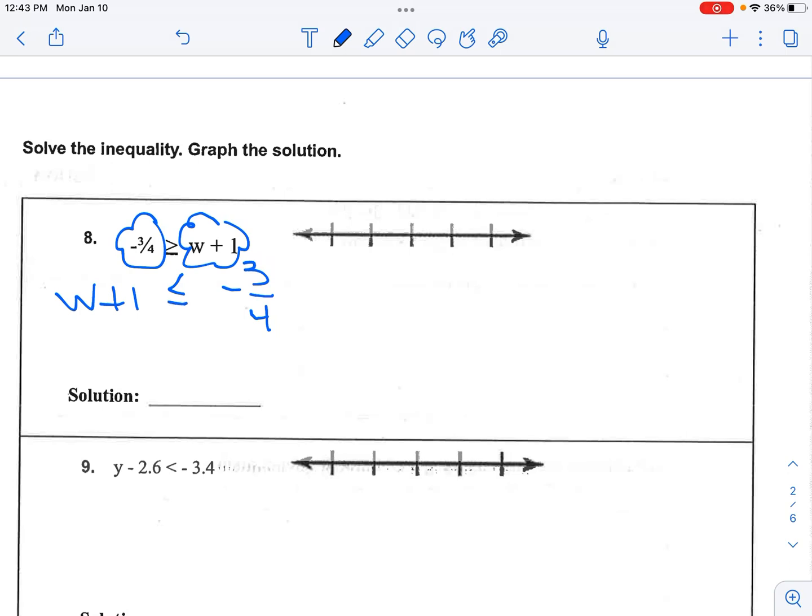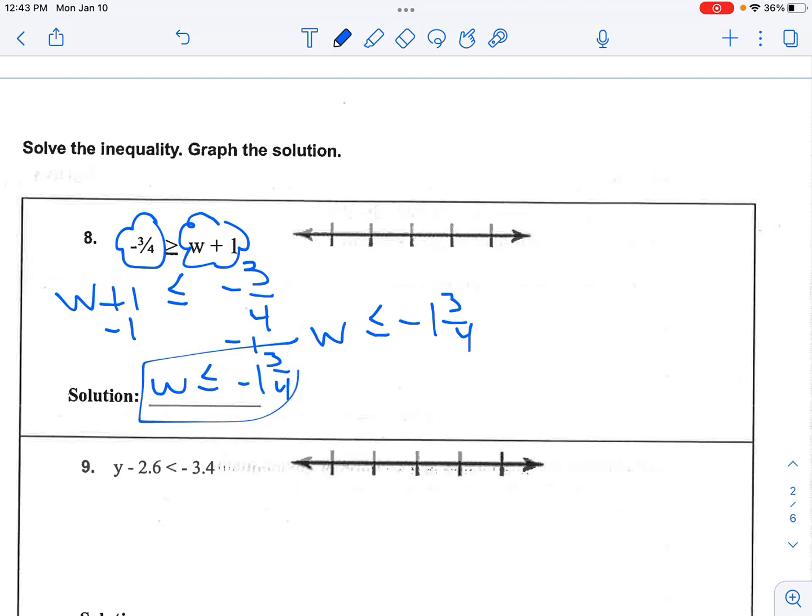What number plus 1 is less than or equal to negative 3/4? Minus 1 on the left, and minus 1 on the right. So W is less than or equal to negative 1 3/4. Solution, W is less than or equal to negative 1 3/4.